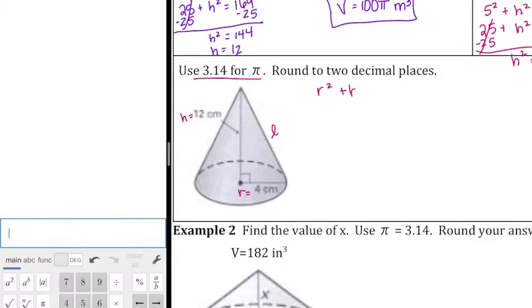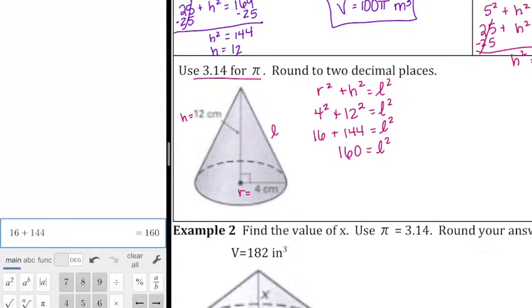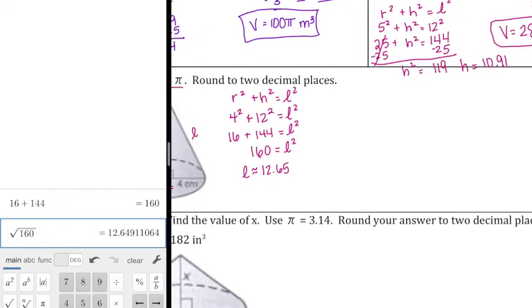So r squared plus h squared equals l squared. I'm going to plug in the numbers I know. So I have 4 squared plus 12 squared. 4 squared is 16, 12 squared is 144. 16 plus 144 is 160. Again, not a perfect square, so we're going to have to round. The square root of 160 is 12.65 when I round to 2 decimal places. And now I'm going to use that in my formula.